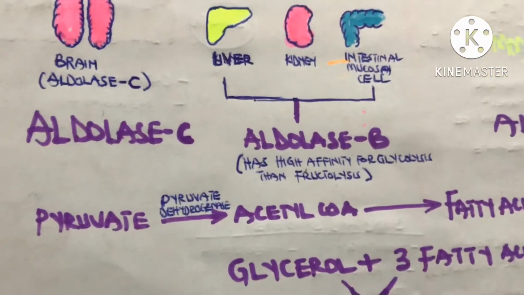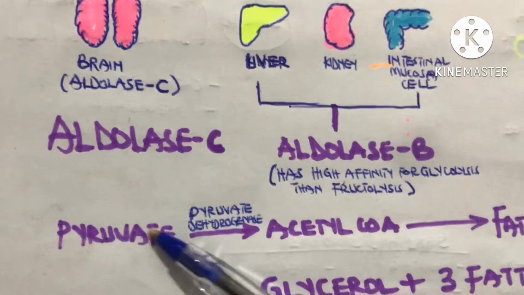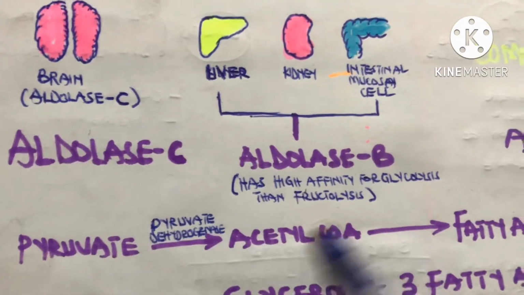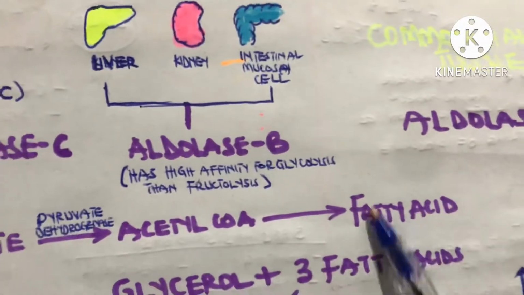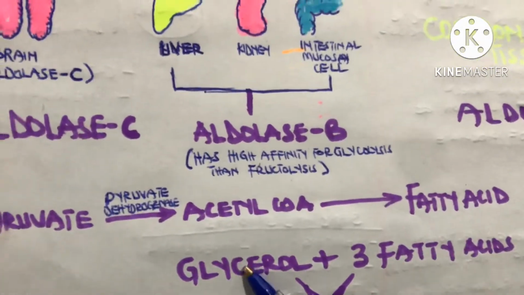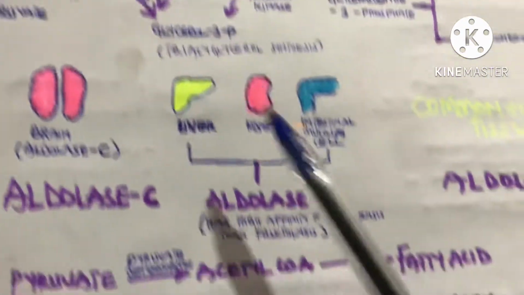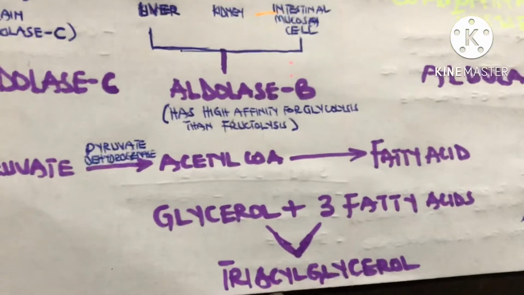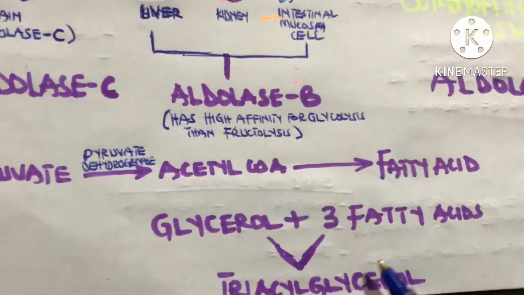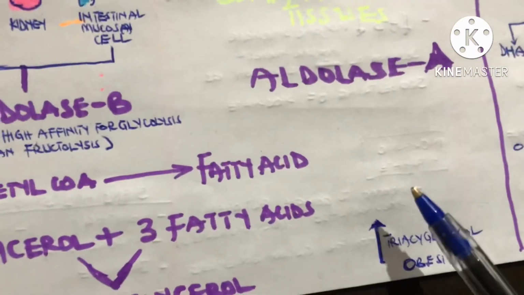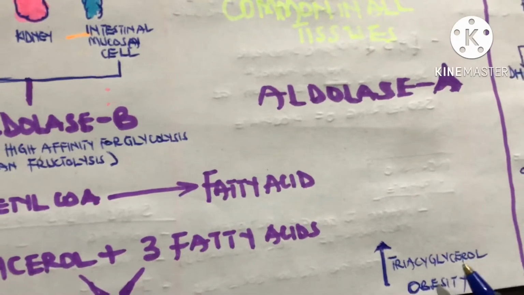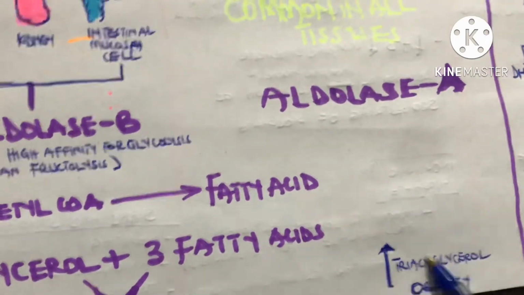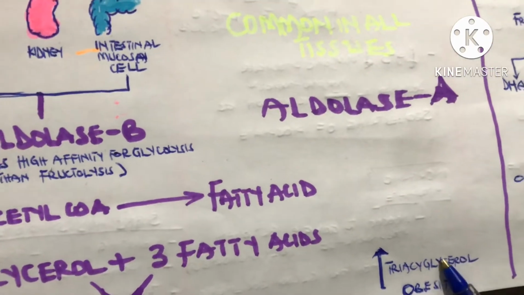You see, in glycolysis, the end product is pyruvate. And pyruvate can be converted to acetyl-CoA. And this acetyl-CoA can be used to synthesize fatty acid. And glycerol produced here plus 3 fatty acids help us to get the triacylglycerol. So we say that high fructose metabolism is related to obesity, because high fructose metabolism can lead to high levels of triacylglycerol in our body.